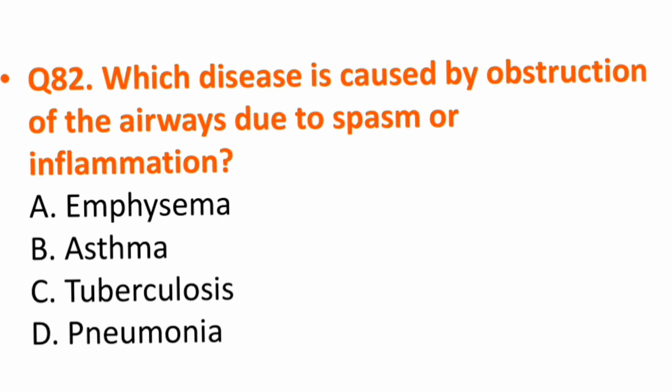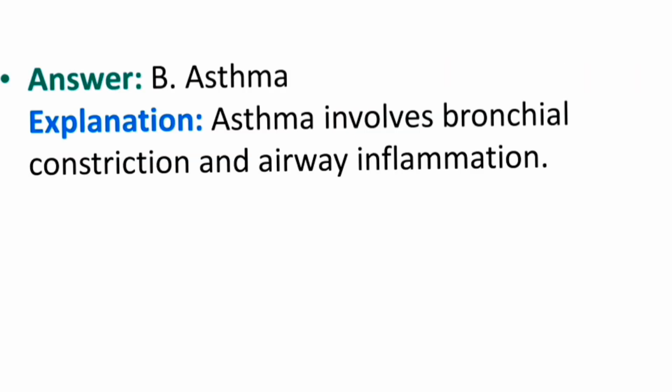Which disease is caused by obstruction of airways due to spasm or inflammation? Option A, emphysema, option B, asthma, option C, tuberculosis, option D, pneumonia. The correct answer is option B, asthma. Asthma involves bronchial constriction and airway inflammation.